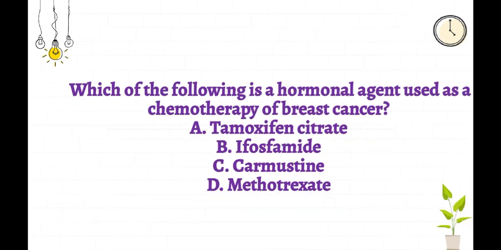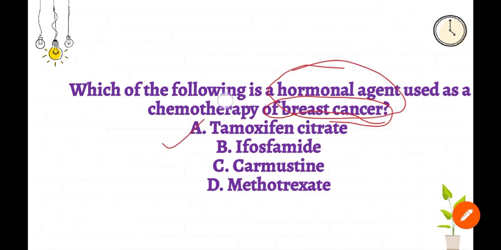Which of the following is the hormonal agent used as chemotherapy of breast cancer? Tamoxifen citrate, ifosfamide, option C, carmustine, option D, methotrexate. Which chemotherapeutic drug used in breast cancer is a hormonal agent? Answer is tamoxifen citrate.